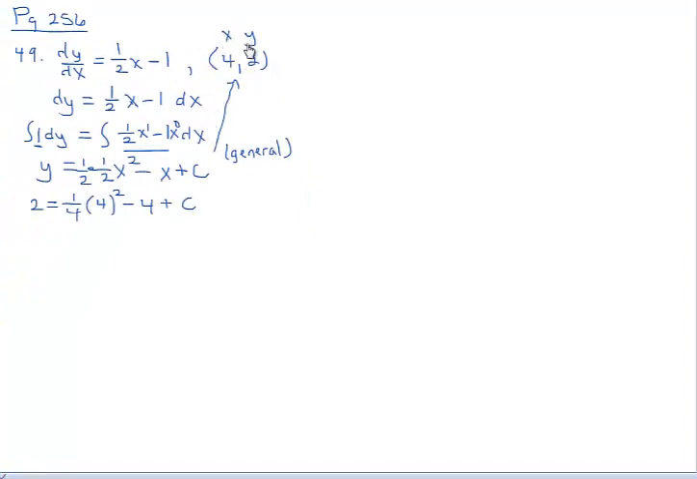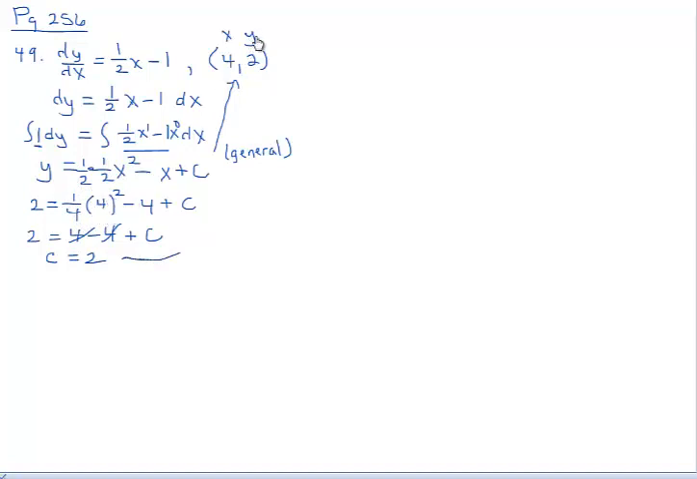Let's perform the calculations to find the value of c. 16 divided by 4 is 4. 4 minus this current 4 plus c. These will cancel. So my constant of integration is 2. So that's the specific constant value right here.